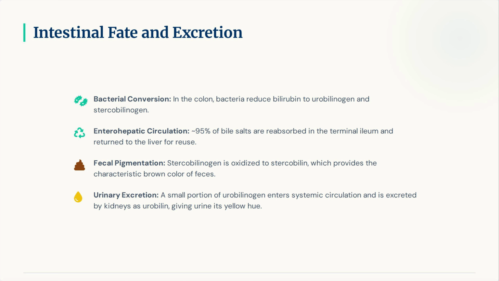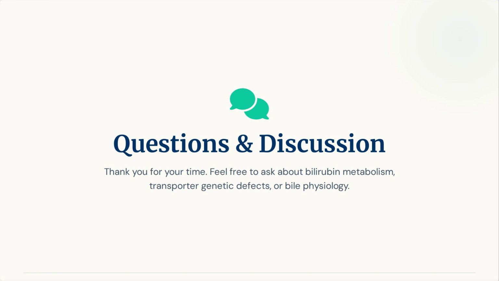Meanwhile, a small fraction of urobilinogen makes its way into the systemic blood, travels to the kidneys, and is excreted as urobilin, giving urine its yellow color. From the destruction of a red blood cell to the precise molecular pumps of the liver, the story of bilirubin in bile is a masterclass in human physiology.